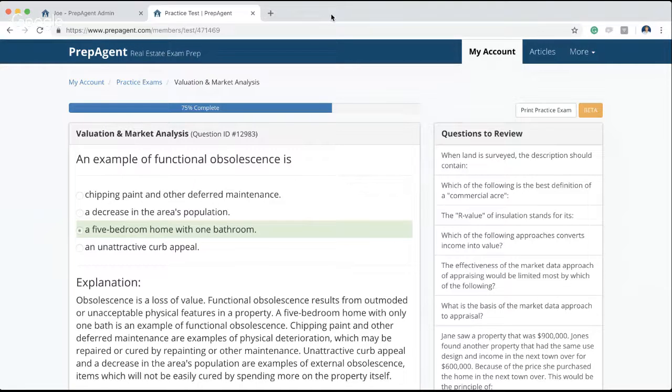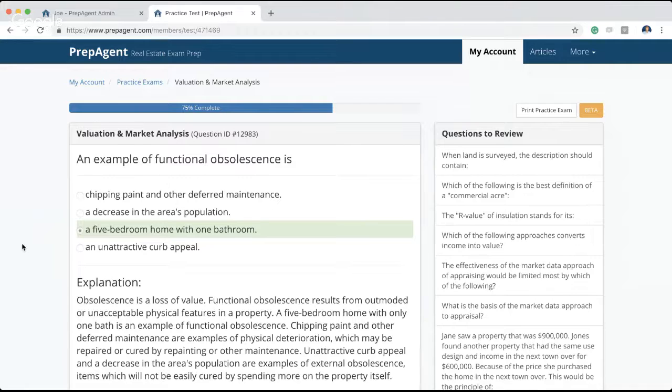Okay, who here could define for me what is depreciation? Who could define that for me? Anybody? Loss of value from any cause. Good.